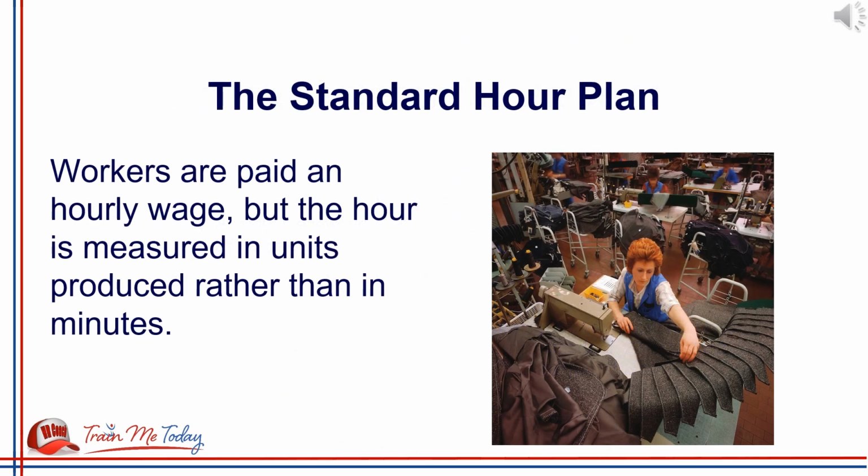The standard hour plan is another form of an incentive piece rate plan. A standard number of pieces that should be produced each hour is predetermined. If workers perform the standard amount each hour, they receive the hourly wage. But if they produce above standard, they receive proportionately more money. For example, if a worker produces 1.5 times the standard each hour, they will receive 1.5 times their hourly wage for all hours worked.